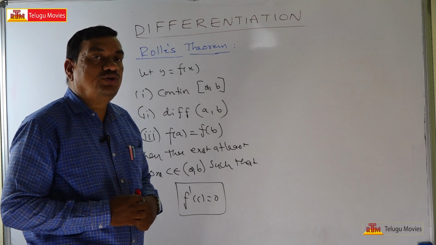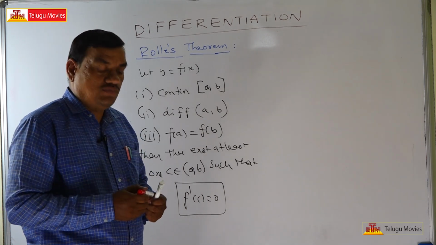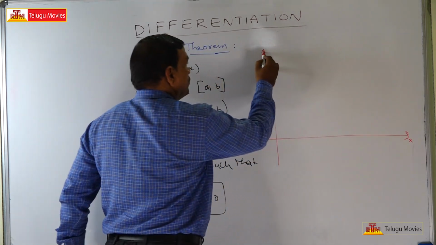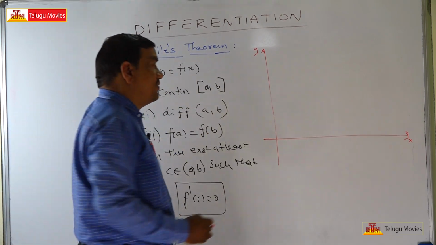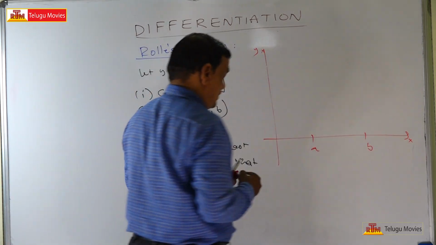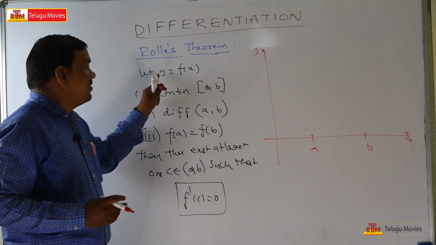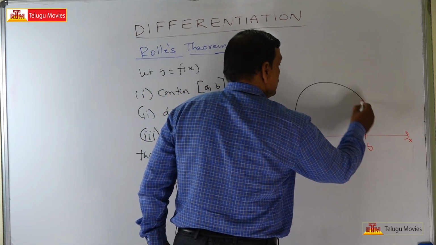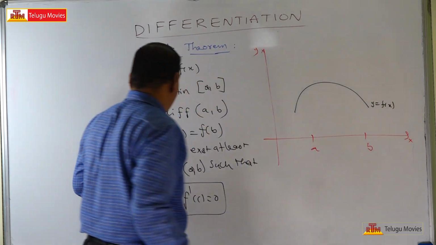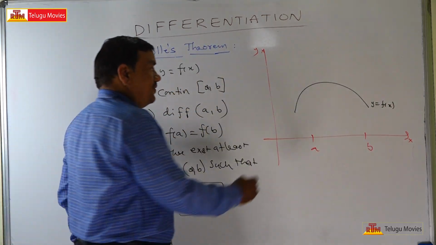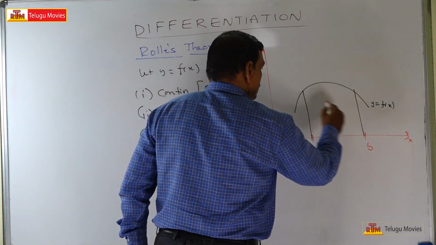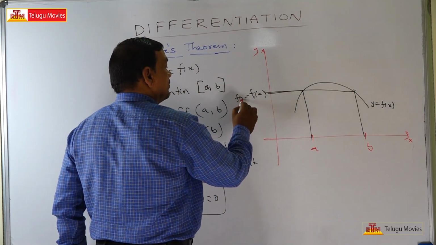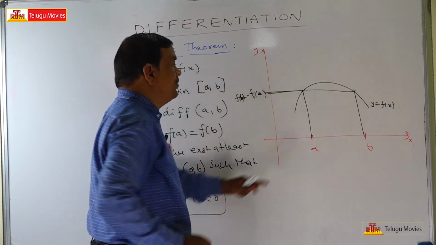If I explain it in a simple diagram, you can understand very easily. Let us take the x axis and y axis. Your interval is a comma b. This is a and this is b. Your function y is equal to f of x is continuous and differentiable, such that f of a is equal to f of b. So, this is your f of a value and this is your f of b value. f of a is equal to f of b.